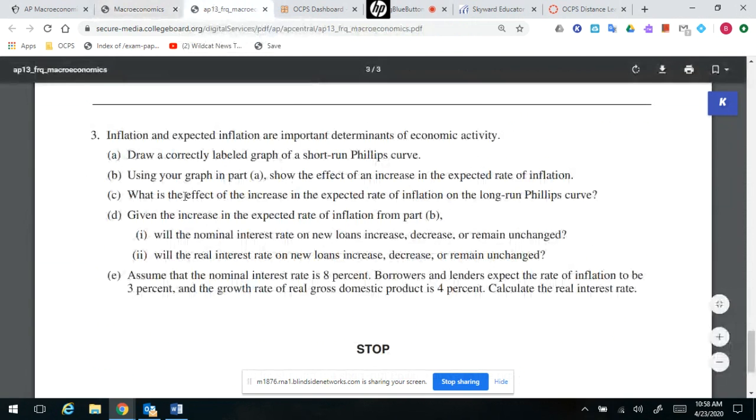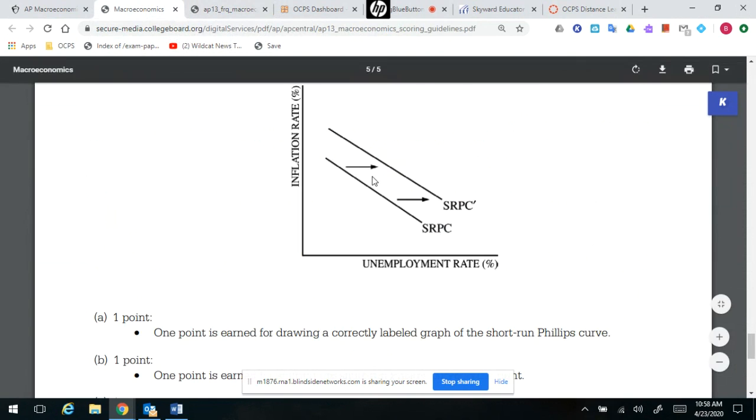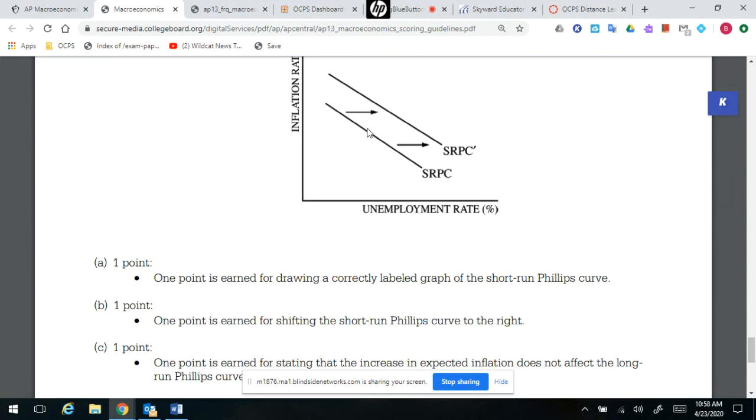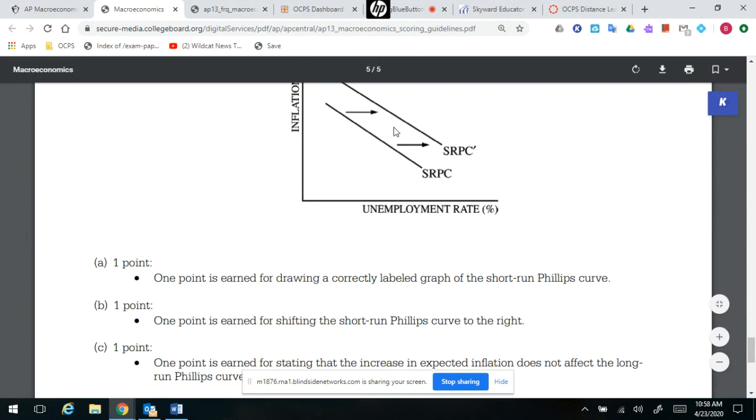All right, using your graph in part A, show the effects of an increase in the expected rate of inflation. So if inflation is going up, you're going to see that upward shift of the whole curve. This looks more lateral to the right, but it's going to be the whole upward shift of the curve. So there's more inflation, the whole curve is going to shift up. Yeah, up is more realistic. They're showing it to the right, and to the right is correct, but it would go from here up to here if you had that long run Phillips curve.